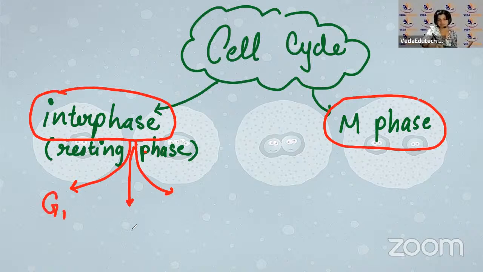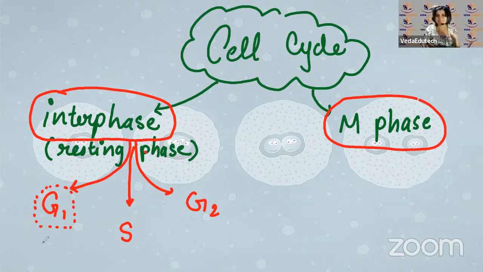G1, gap 1, S phase, and then G2 phase. G1, the first gap, is when you are increasing your cytoplasmic content. You are also dividing your organelles because the cell has to make babies. So both the daughters should get cytoplasm, should get their own organelles, right? So that happens in G1.